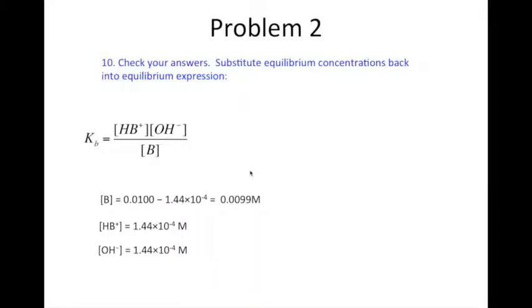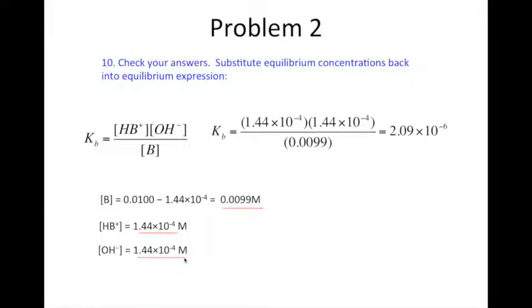Let's check our answers to see if we're correct though. Let's plug our equilibrium concentrations here into our Kb expression and solve. If we solve that, we get 2.09 times 10 to the minus 6. Our Kb value was given earlier in the problem, and it's the same. So we know that these must be the correct concentrations because we have a perfect agreement between our answer.